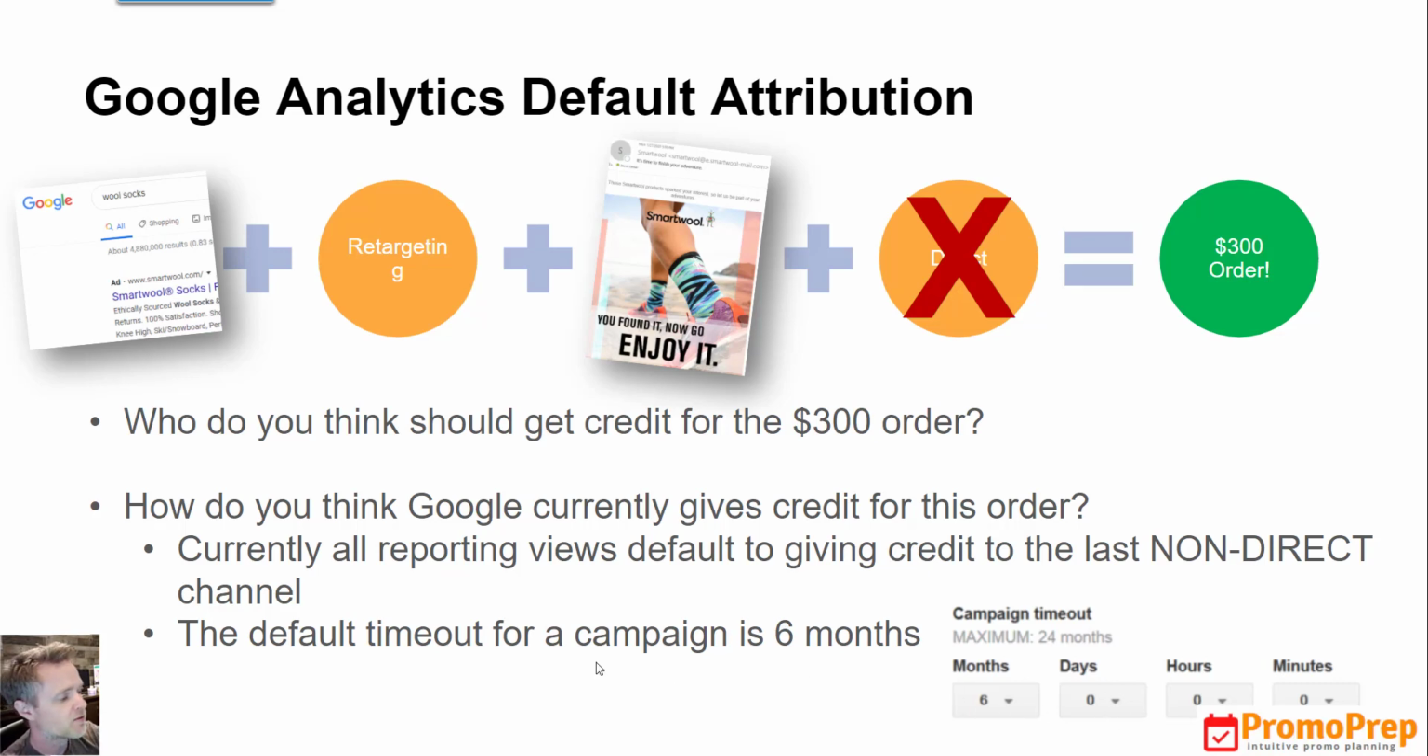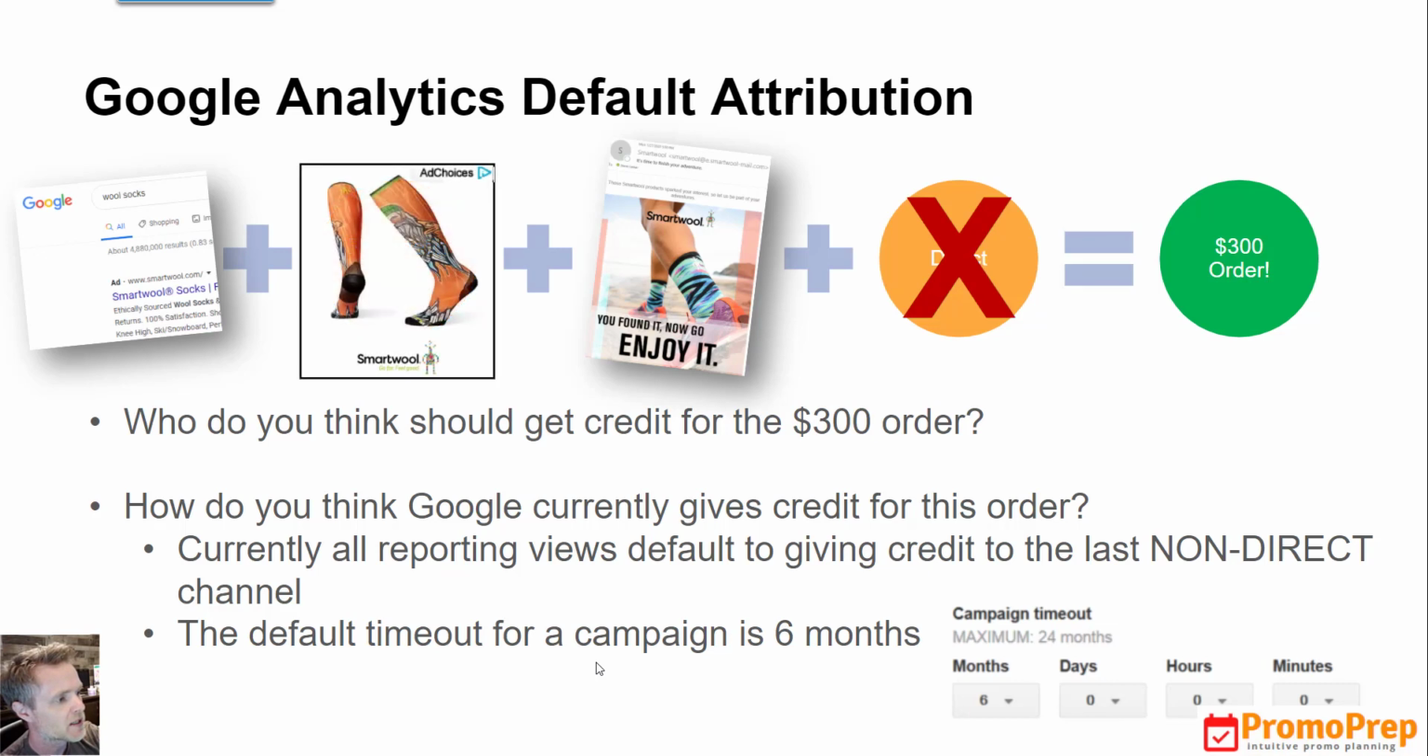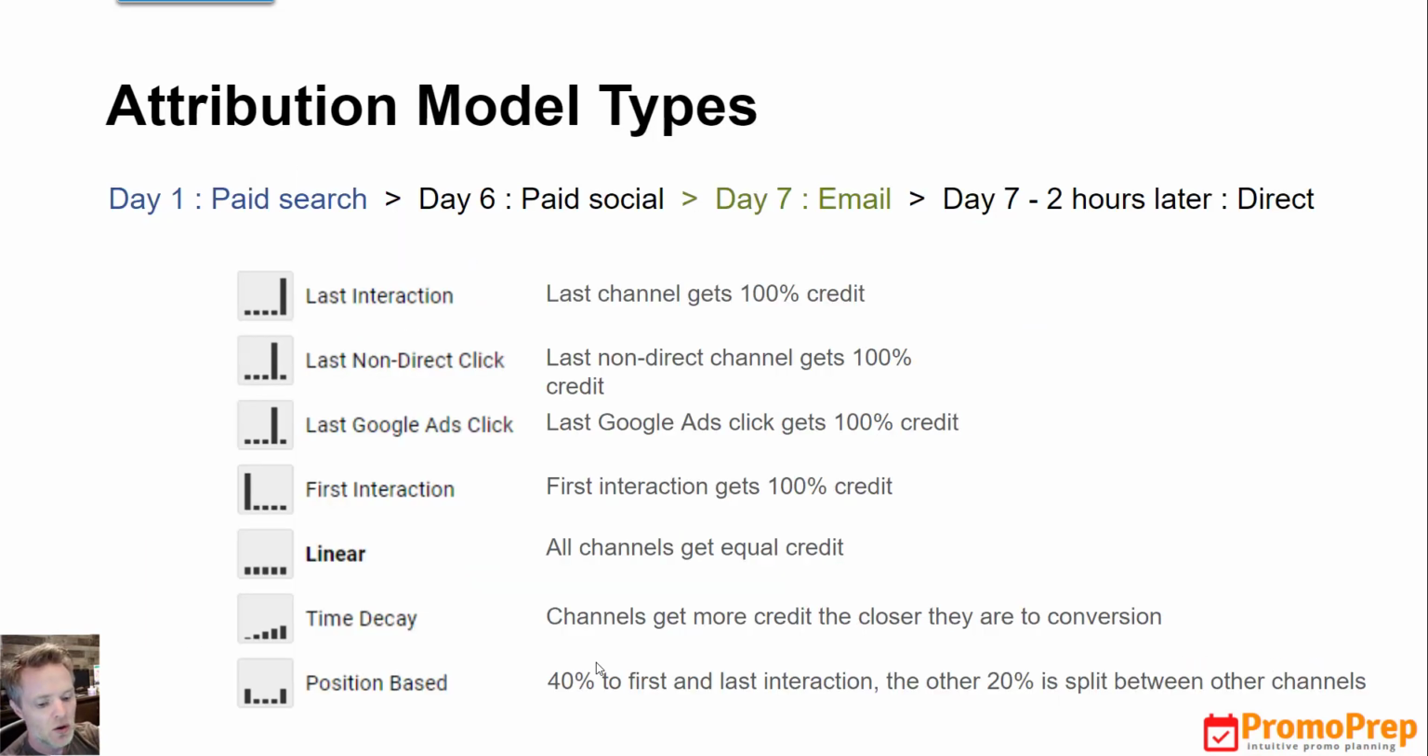So that's by default how Google Analytics tracks their sessions and attributes sessions to different channels. However, there are different attribution model types, right? And you can play with these in different reports.